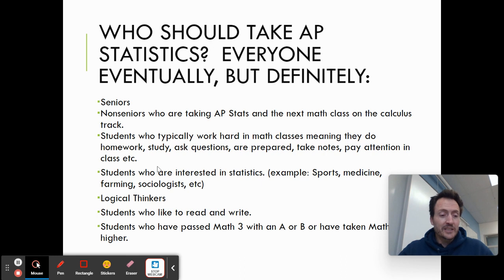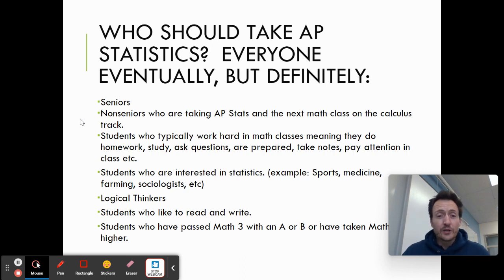It teaches you how to think logically and how to really interpret data that we often see in the media that might be misrepresented. If you are stats trained, you can look at the data a little bit better. But specifically, this class really should be for seniors. However, we have several non-seniors that take the class every year, so it's not a seniors only class.